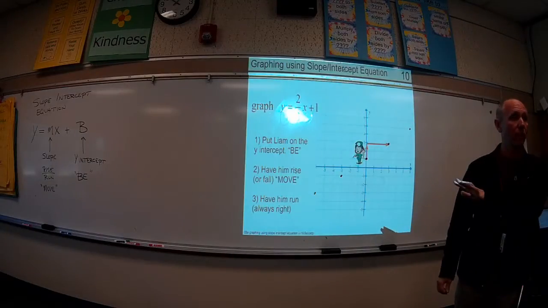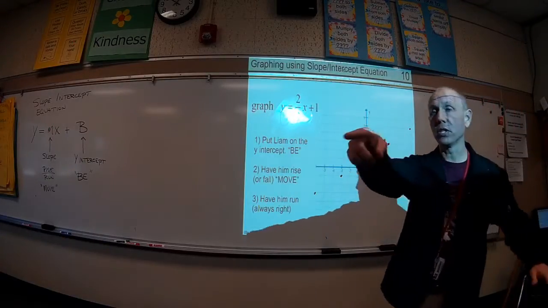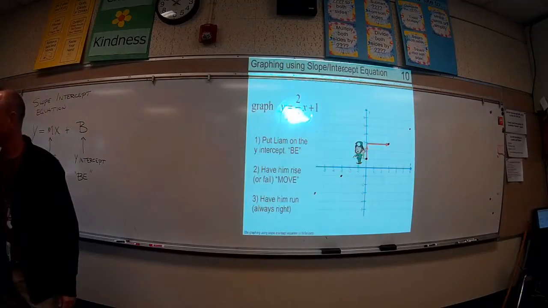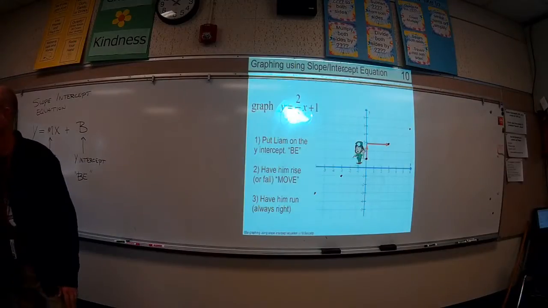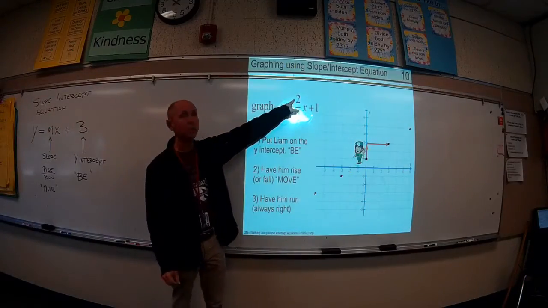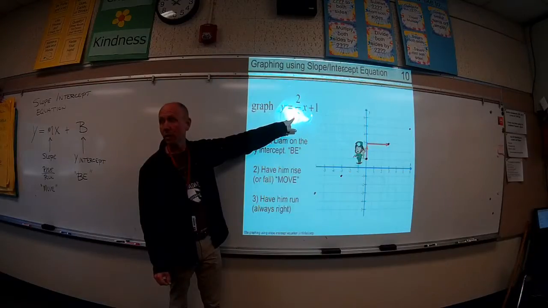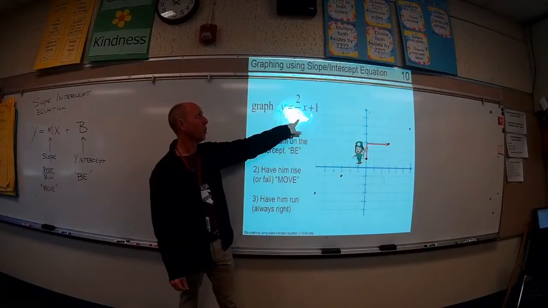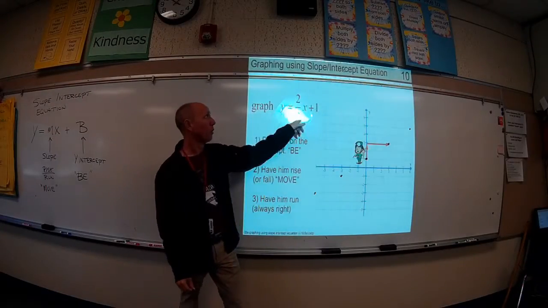I am so not done with the lesson, but are there questions so far? Yes. At first I didn't understand why going up 2 and then over 3 worked. So this is his rise. This is his run. This tells him where to start. He wants to start at 1. He wants to go up 2 over 3.